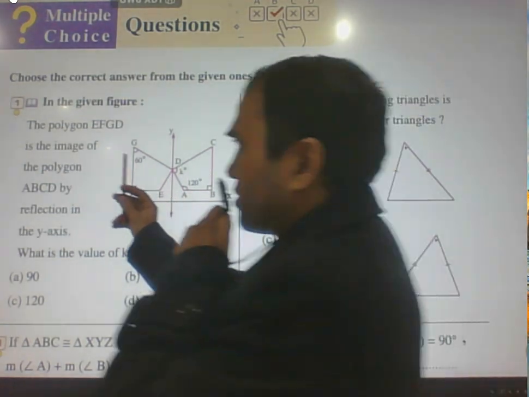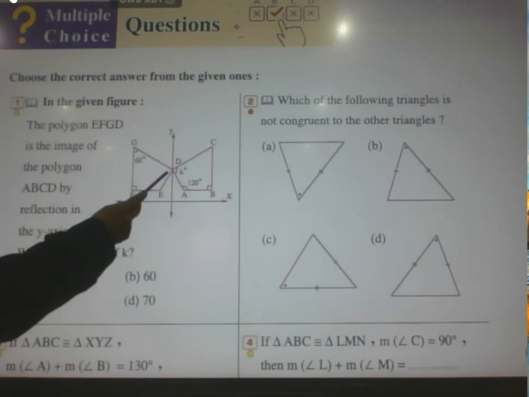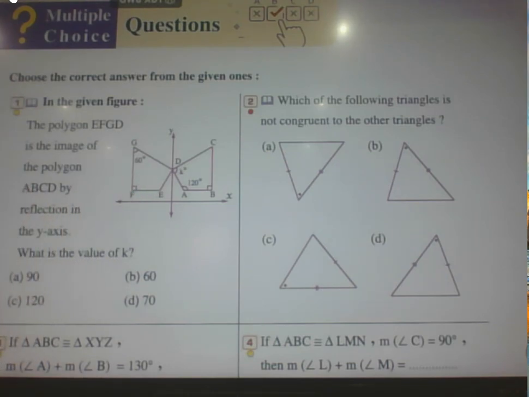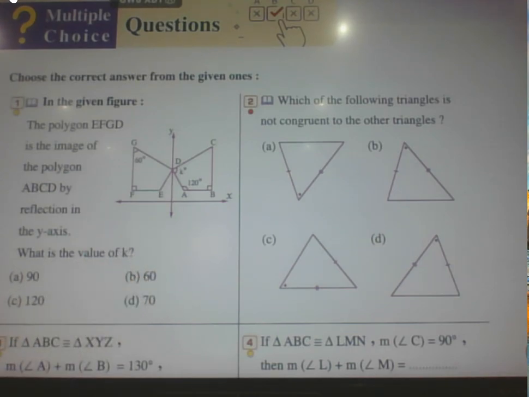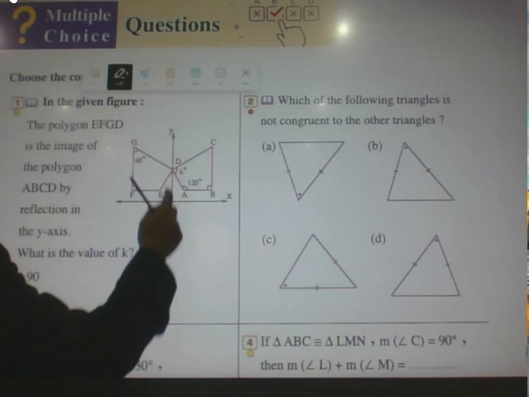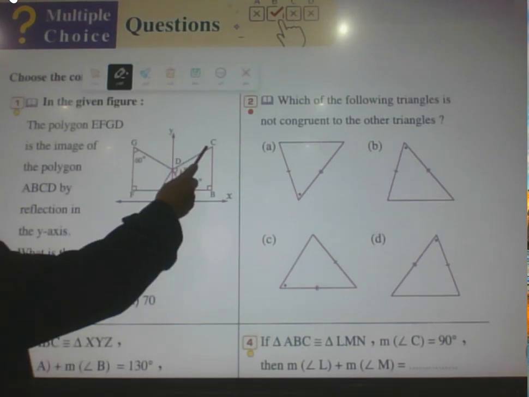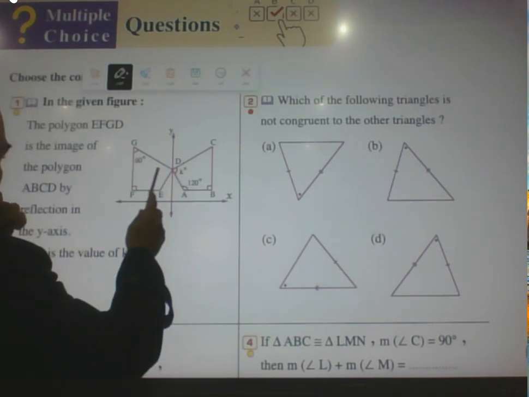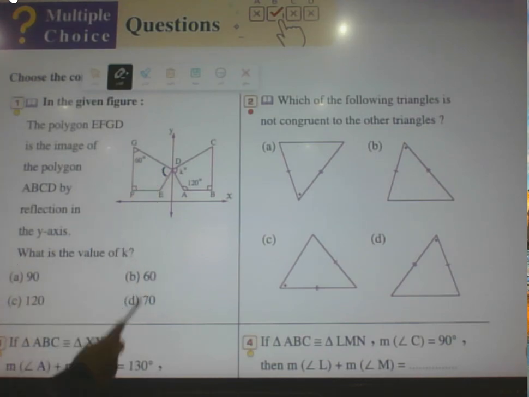In the given figure, the polygon EFGD is the image of the polygon ABCD by reflection in the y-axis. What is the value of k? He asked here the value of k. Okay, we have two congruent polygons. It means the measure of each angle will be equal, corresponding: measure of angle C equals measure of angle G, B equals F, K equals this angle. We can find the measure of this angle.